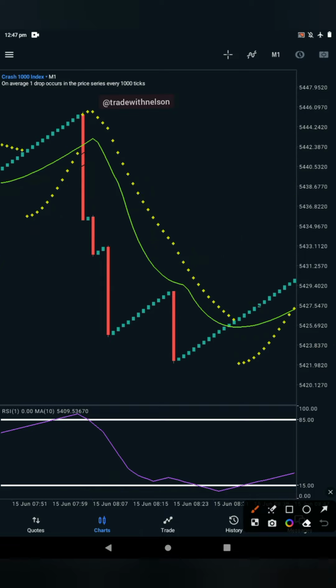So this is a perfect one. You have the market buying to the upside, pushing this purple moving average into the 85 level.